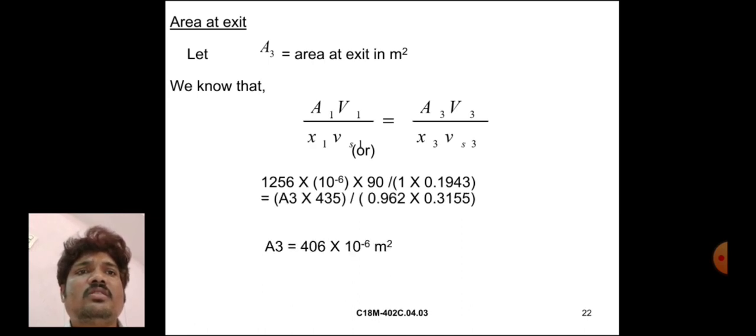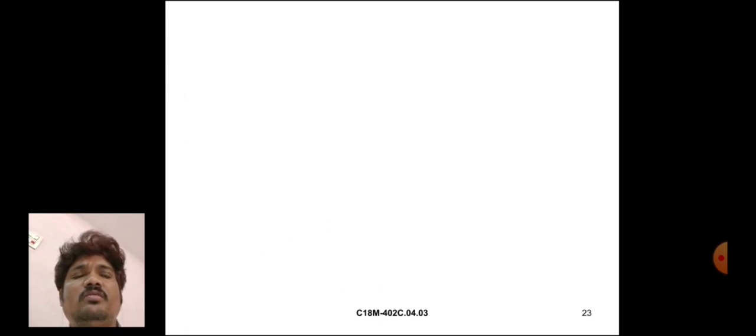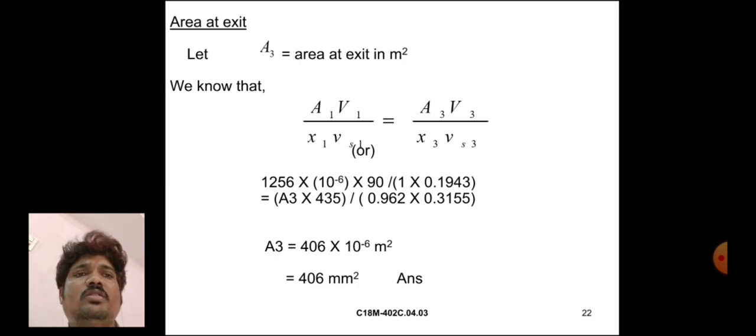This can be written as 1256 into 10 power 6 minus 90 by 1 into 0.1943, area A3 into 435 by 0.962 into 0.3155. A3 is equal to 406 into 10 power minus 6 meter square, which is 406 mm square. In this second problem, the answer is 406 mm square.